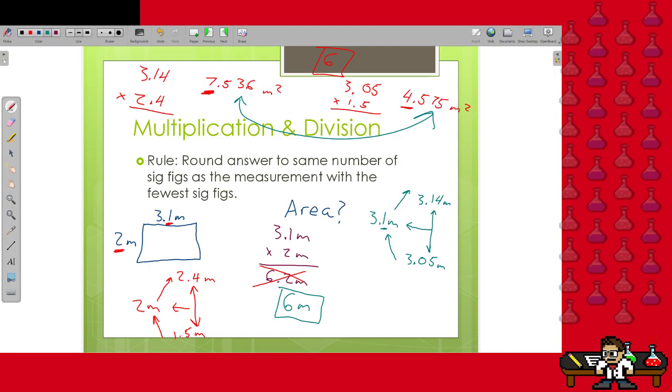Now, this seems like a pretty complicated process. You could repeat this every single time you do a calculation to try and find common values and then figure out where the rounding has to take place. But there's a much easier way to do it. Instead, we just need to look at the number of significant figures in each of these values. So we have 3.1, where we were sure about the 3 and our estimation took place at the 1, and 2 meters, where the 2 is where the estimation took place, for 2 sig figs and 1 sig fig.